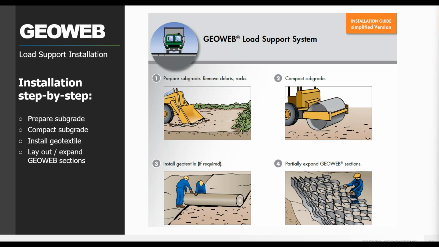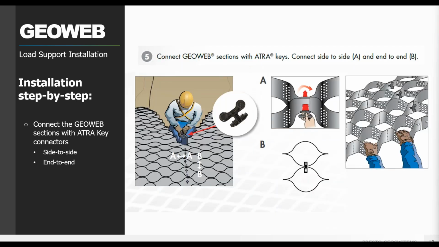So here's a quick overview of the installation process. You start by getting the subgrade ready, then geotextiles or other planar geosynthetics as required by design. Next, lay out the GeoWeb sections. The GeoWeb sections are then interconnected.